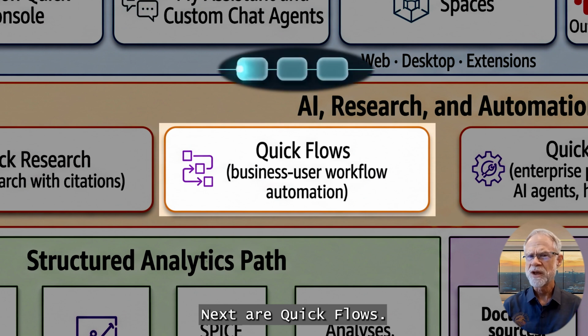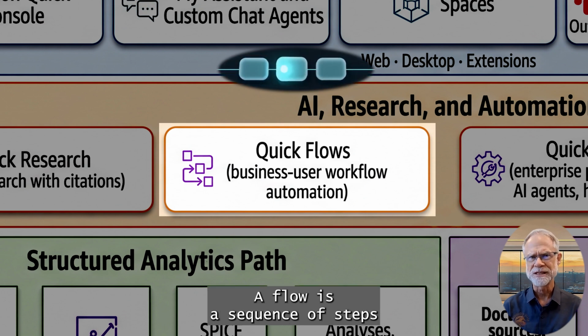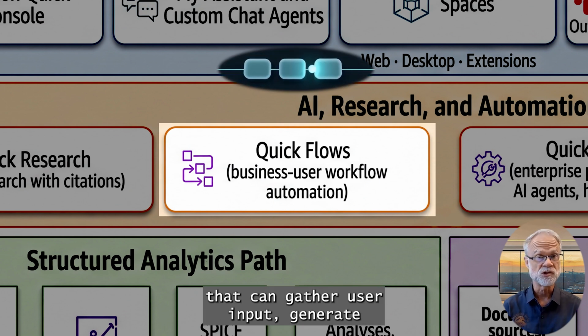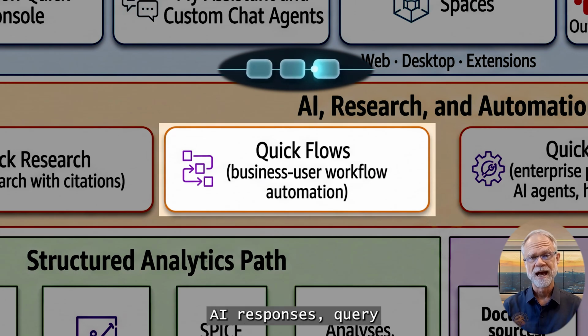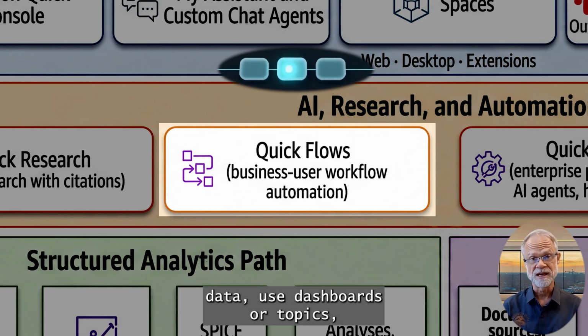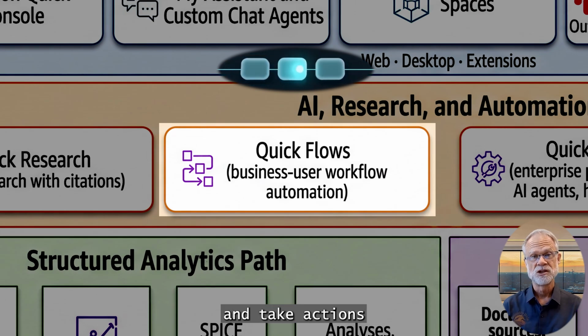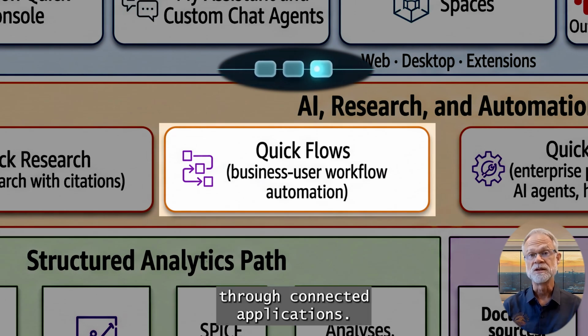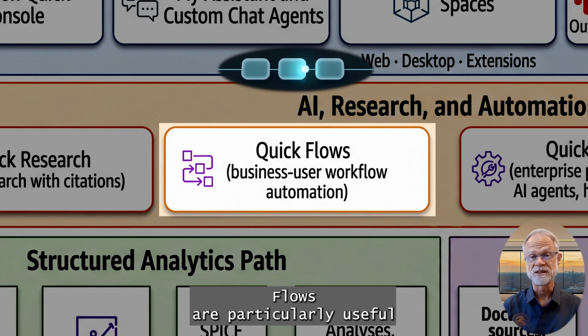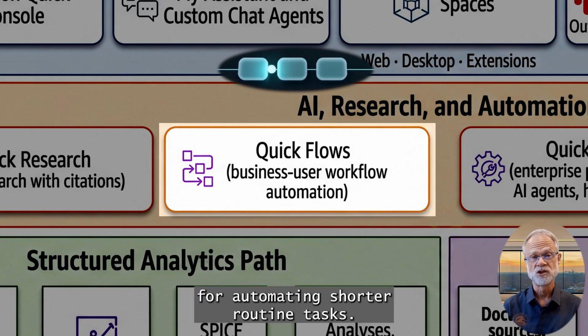Next are Quick Flows. A flow is a sequence of steps that can gather user input, generate AI responses, query data, use dashboards or topics, perform web searches, invoke research, and take actions through connected applications. Flows are particularly useful for automating shorter, routine tasks.